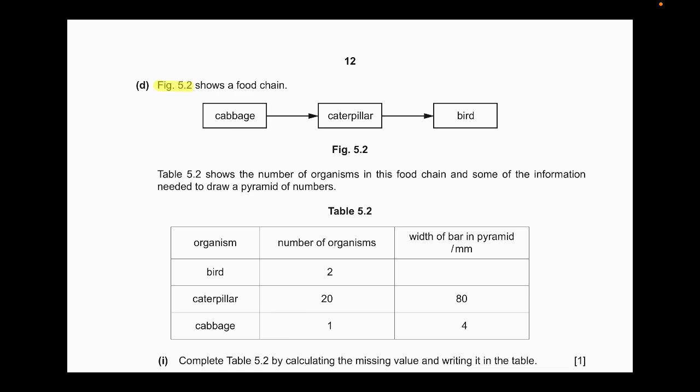Figure 5.2 shows a food chain. We can see cabbage, which is the producer, and then caterpillar, and then from caterpillar we can see bird. Table 5.2 shows the number of organisms in this food chain and some of the information needed to draw a pyramid of numbers.